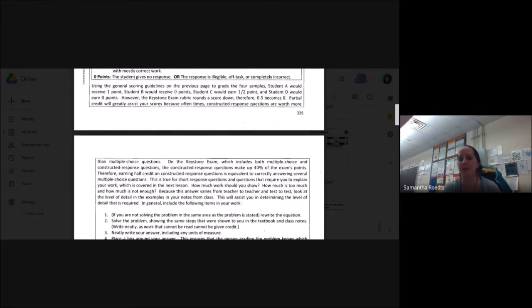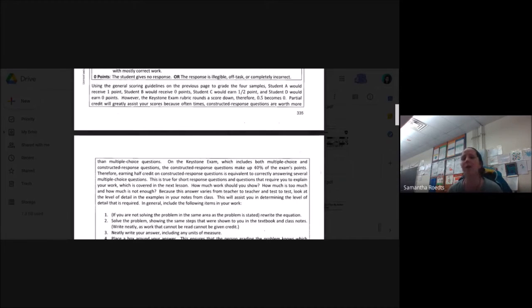This is true for short response questions and questions that require you to explain your work, which is covered in the next lesson. How much work should you show? How much is too much and how much is not enough? Because this answer varies from teacher to teacher and test to test, look at the level of detail in the examples in your notes from class. This will assist you in determining the level of detail that is required.